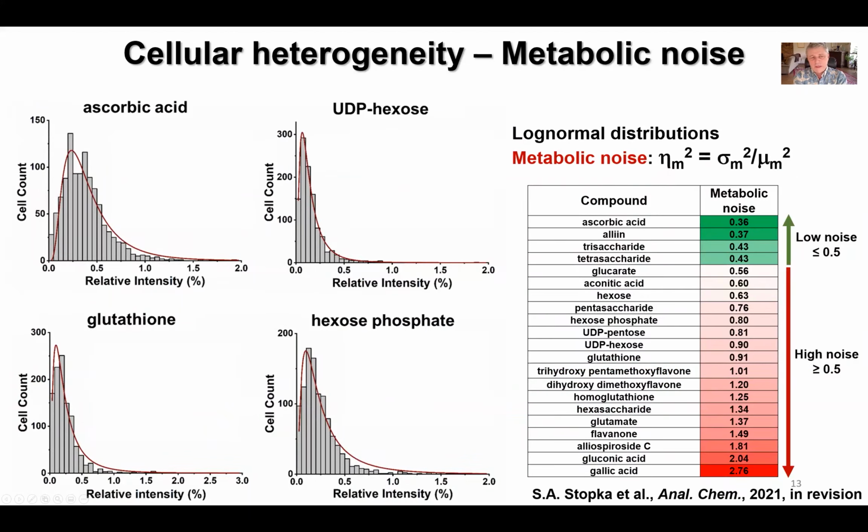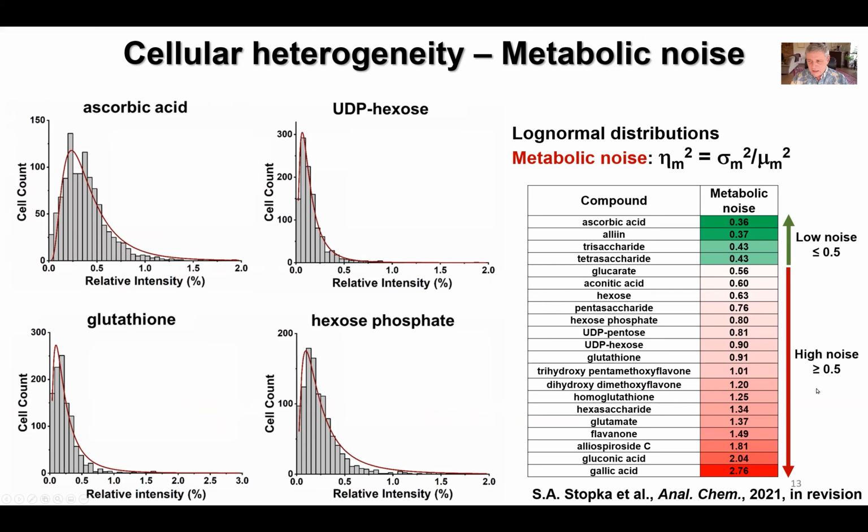Since we had a metric for cellular heterogeneity for metabolites, which is the metabolic noise, as I introduced in a previous slide, we wanted to see how different metabolites fared with respect to this metabolic noise. So you have a list here. We assessed this for a bunch of metabolites.